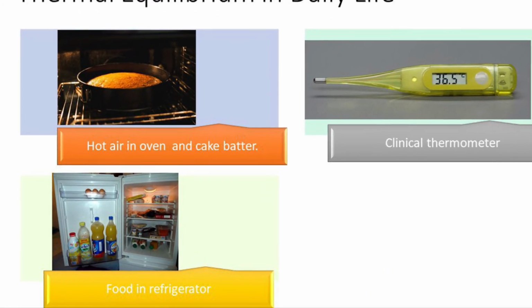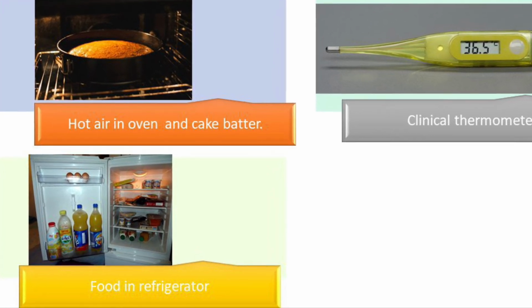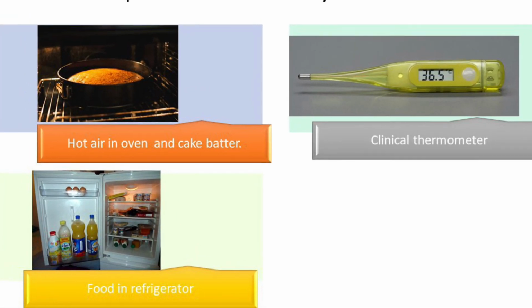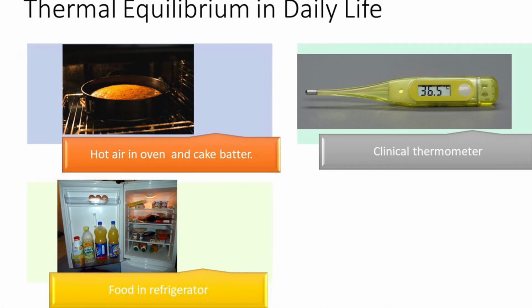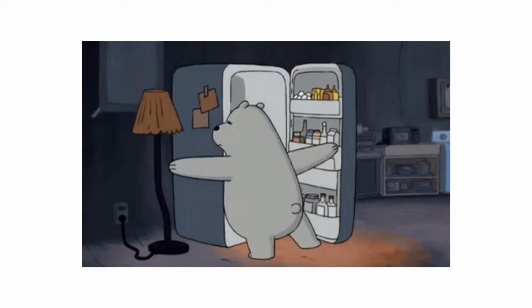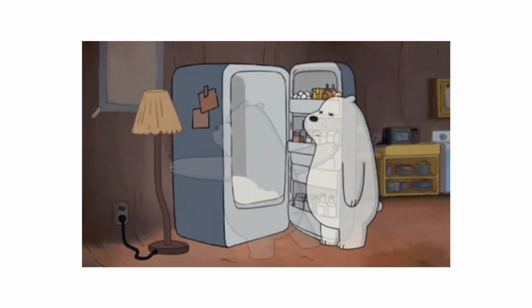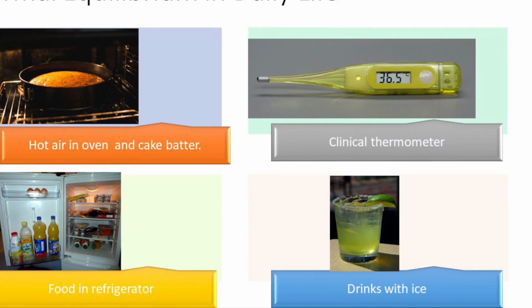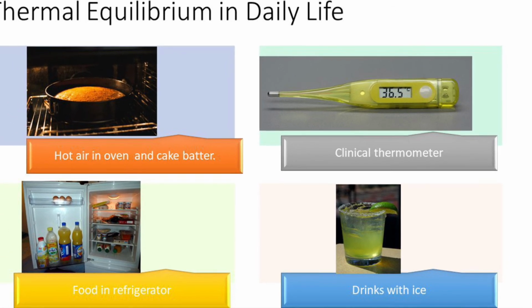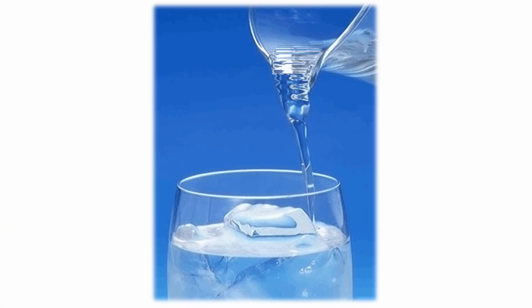Another example is food in a refrigerator. When food is kept in the refrigerator, heat from the food flows to the air in the refrigerator until thermal equilibrium is reached. Temperature of the food drops and the food stays fresh for a longer period. And the last example is drinks with ice. Drinks are cooled by adding several ice cubes. Ice cubes absorb heat from the drink and melt. Melted ice cubes absorb heat from the drink until thermal equilibrium is achieved.